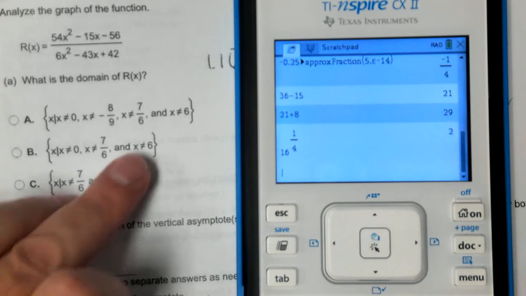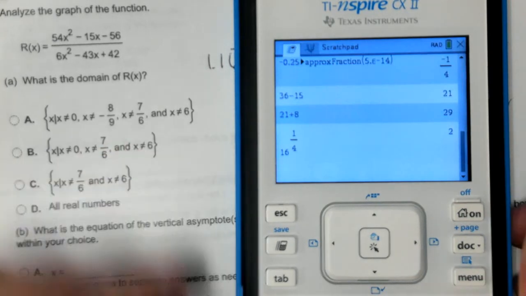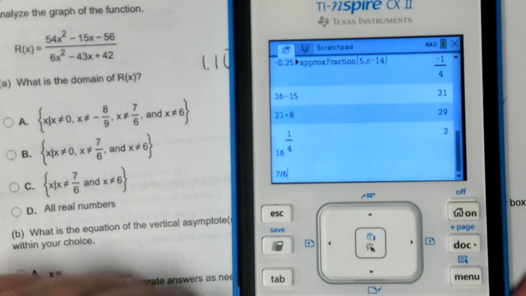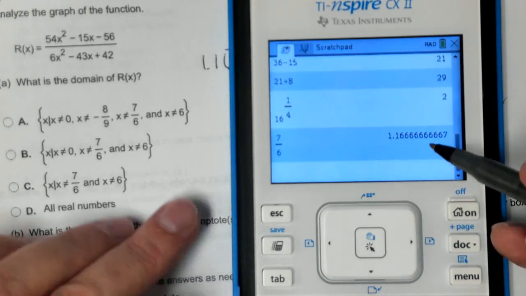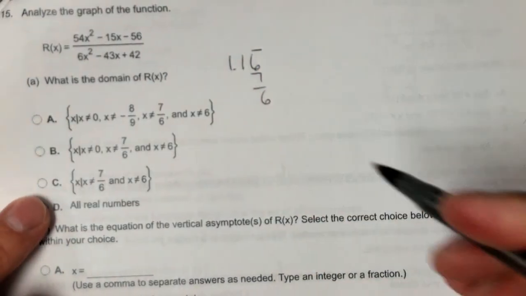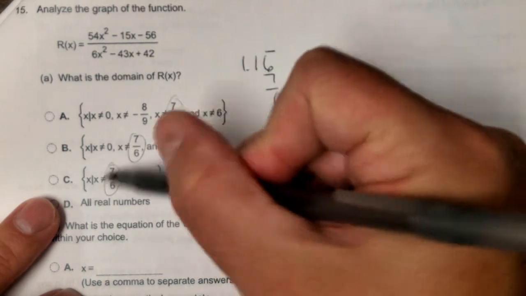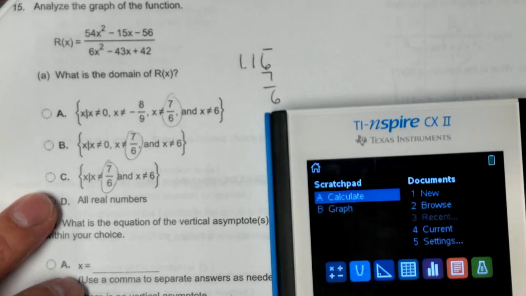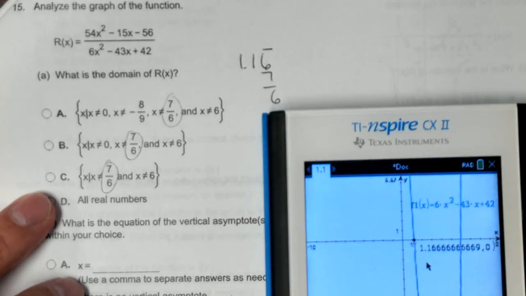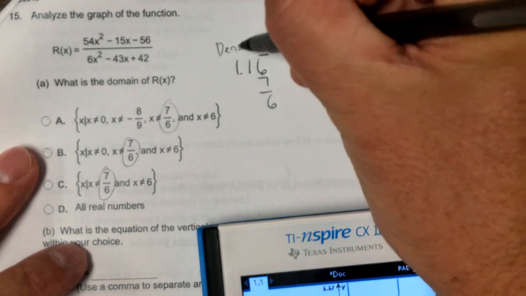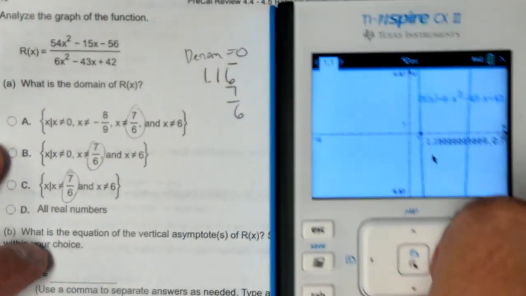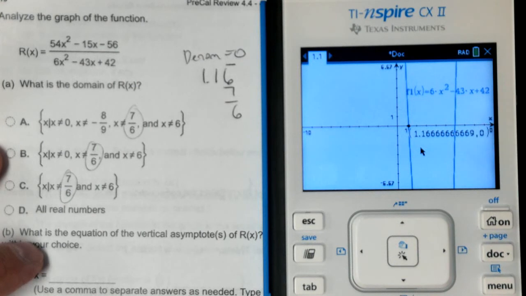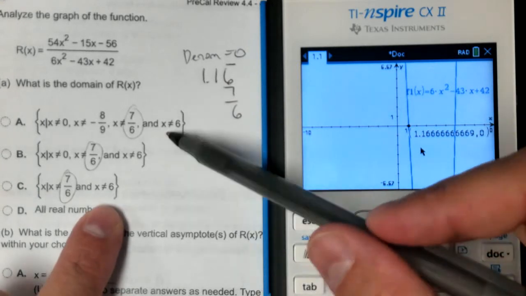So if I go to the calculate screen, 7 divided by 6, control enter, that's actually what we want. So this is equivalent to 7/6. And again, all of these have 7/6. And then, okay, this is from the denominator equal to 0. The other one is right there, probably at a whole number 6, because all these have whole numbers.